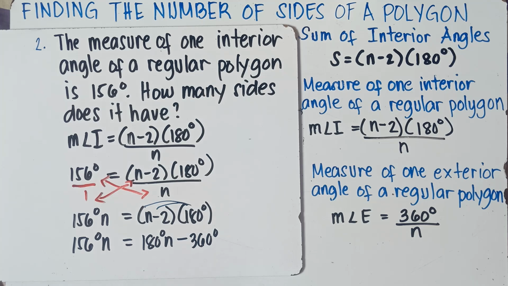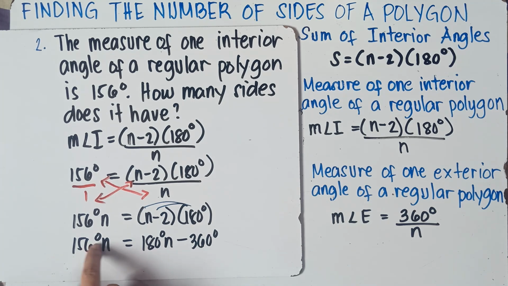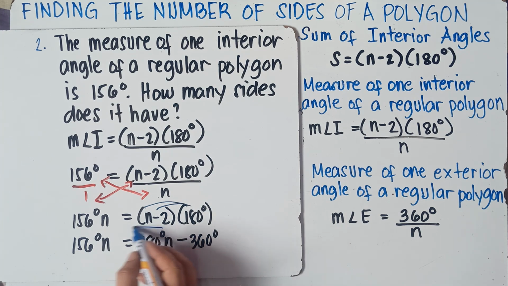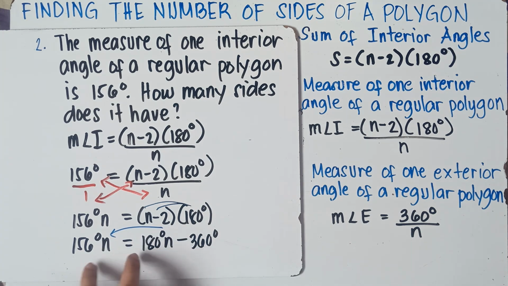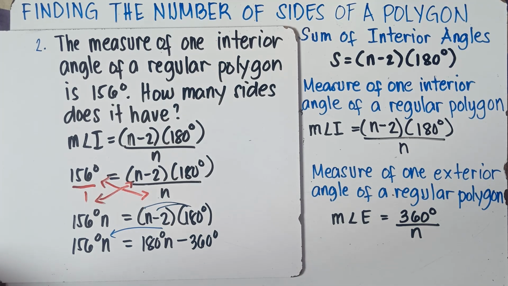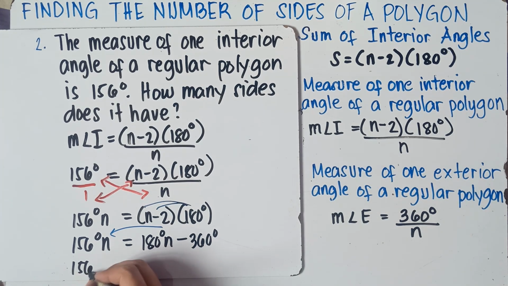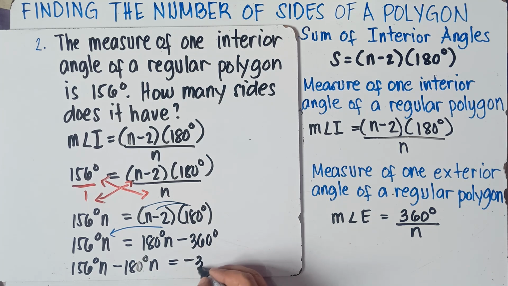So once again, why do we need to transpose 180 degrees n from right to left? So that, class, we can combine the like terms. These are like terms, class. They have the same n, they have the same degrees. So we need to transpose this one so that we can combine these terms. So this will be 156 degrees n. This is positive, it will be negative 180 degrees n. Equals, copy this one, negative 360 degrees.